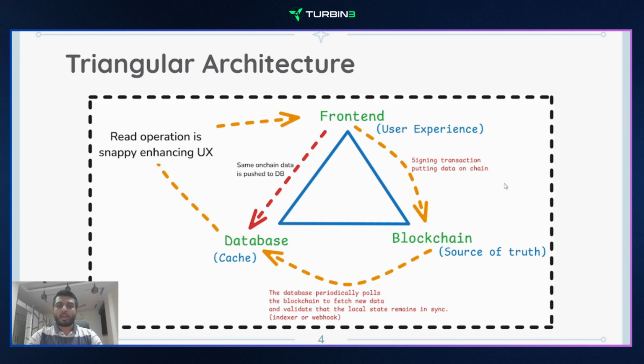So we'll introduce an architecture which has three important parts: the front end, the blockchain, which is in our case Solana, and the database for caching. While the user flow and the developer experience remain almost the same, we have some noticeable differences. The user signs a transaction and puts the data on chain. When the transaction is confirmed, the same data is pushed onto a database.